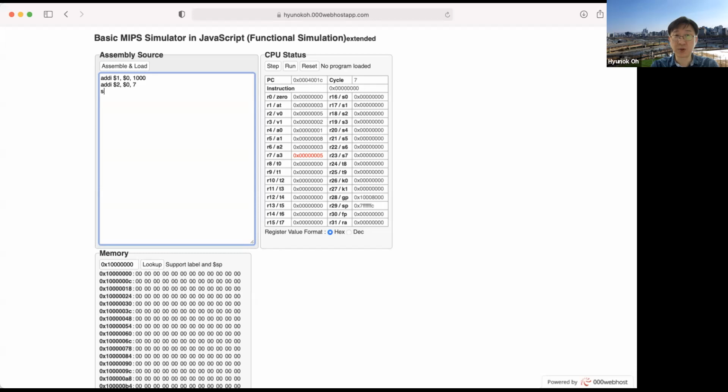Even though we learned about the store instruction, here we will store a word, so 4 bytes. So we will learn about SW, which means store word. A word, one word, is actually 4 bytes. This is the command: store $2's value into 1000.